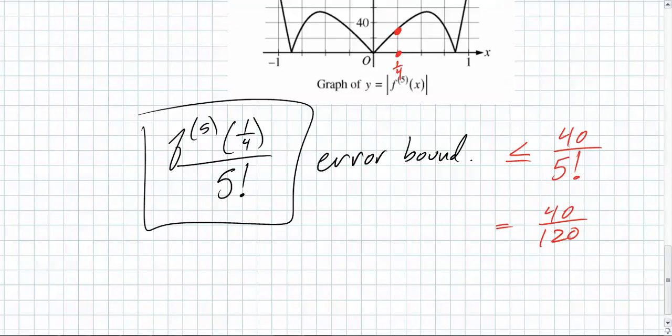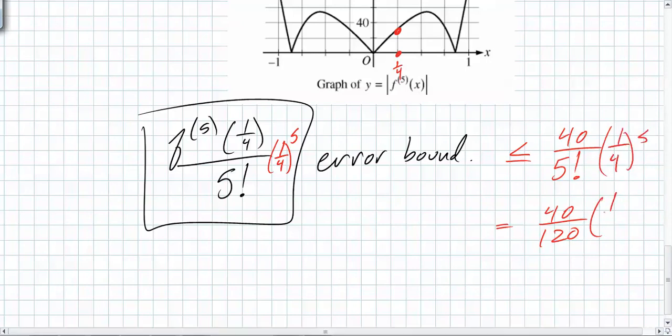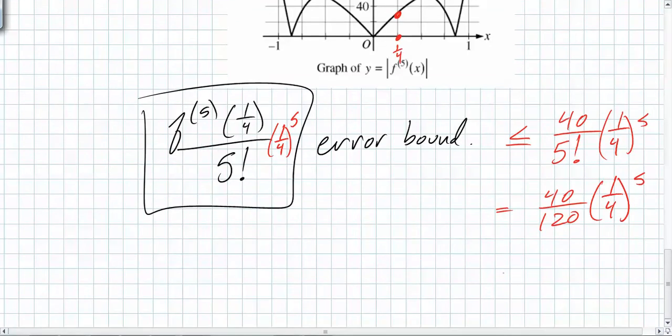Oh, I'm sorry. We forgot something here. What are we missing right here? We're missing a major component. To the fifth. That's actually a terrible error bound. This should be 1/4 to the fifth. That is the fifth term in the Taylor polynomial, right? And we times that by 1/4 to the fifth. So it makes this thing actually doable. If you do this out, it comes out to be 1/3072, which you know is less than 1/300. There you go.